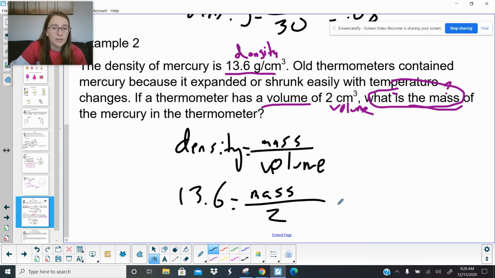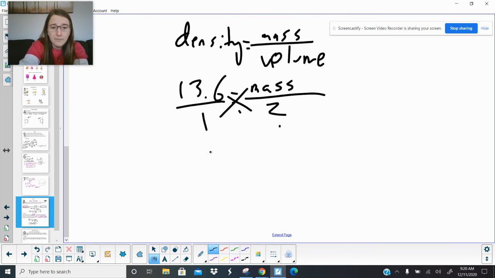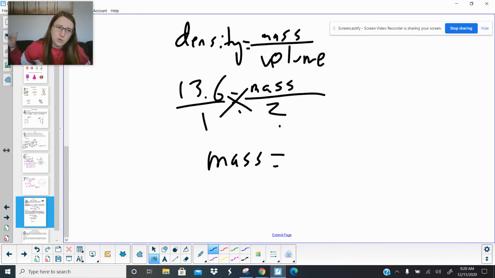So let's solve this real quick. I'm going to give you a moment to try it. Make sure you can get mass by itself. Well, the way we can think about this is we can cross multiply. If I have a fraction on one side, I can make a fraction on the other side by putting it over 1. Cross multiply. I get the mass because it's mass times 1, so it's just mass, equals 13.6 times 2.